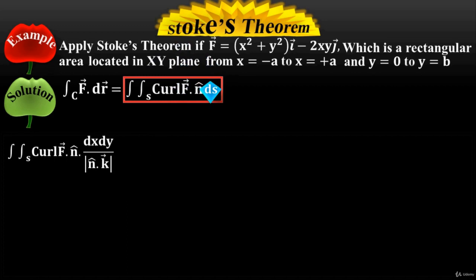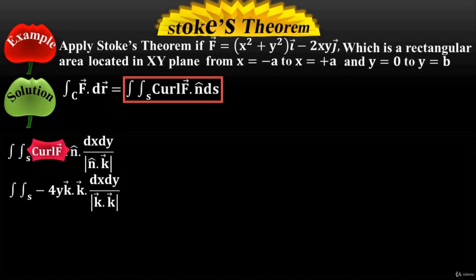ds is actually equal to dx times dy, or the magnitude of the dot product of unit vector n and k. Why do I use dx times dy? Because the rectangular area is in the xy plane. Therefore, I use dx and dy. Substitute the value of the curl, which is minus 4y k, dotted with k. I just substituted the value of curl, which is minus 4y k, and I substituted k for the unit normal vector n.